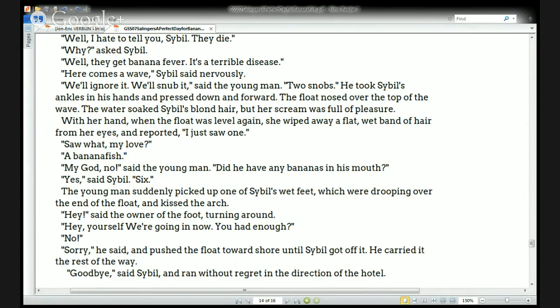What is a banana fish? They eat a lot of bananas inside the hole, and as a result, they become fat and they can't get out of the hole, and they die. It's a very tragic thing, the life of a banana fish. It's very tragic. And you know all of those underwater bananas out there in Florida. There's a lot of bananas.